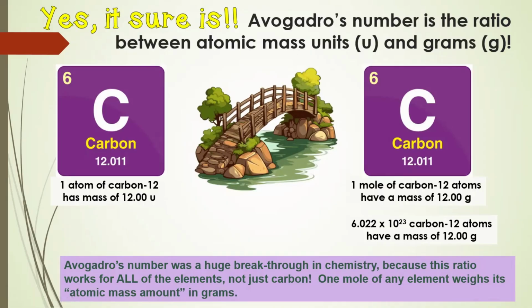So this is wonderful. Avogadro's number was a huge breakthrough in chemistry because this ratio works for all of the elements, not just carbon. 1 mole of any element weighs the same as its atomic mass amount, only in grams. Very, very handy.